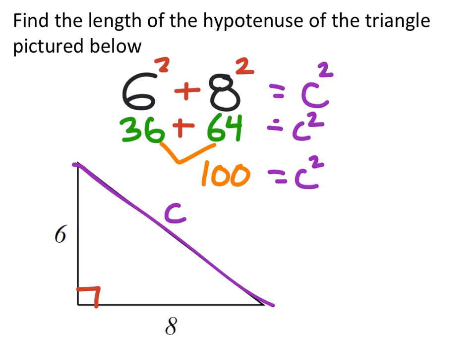So the principle of equality for this one is we're going to square root both sides to make it just c. That's the length of the hypotenuse. And the square root of 100 is 10.